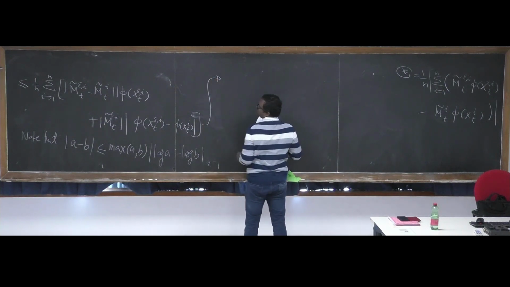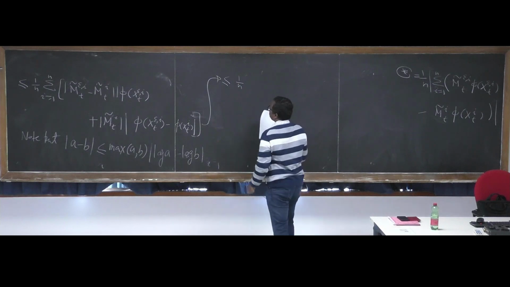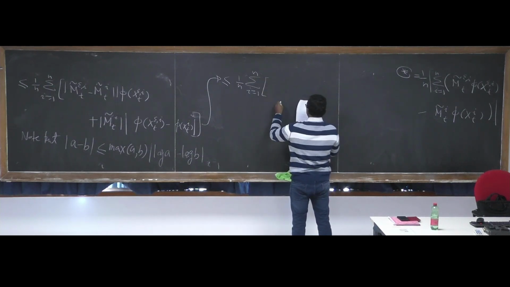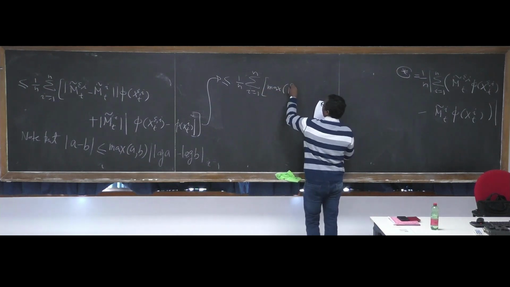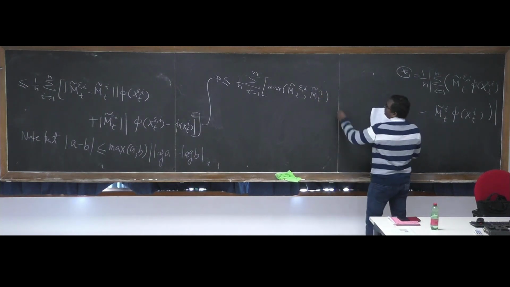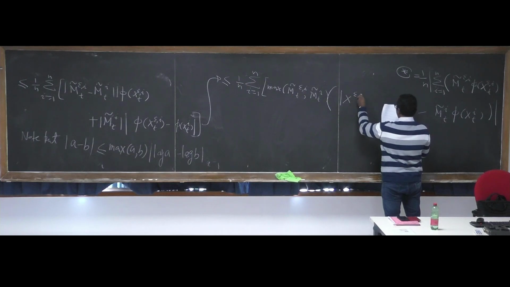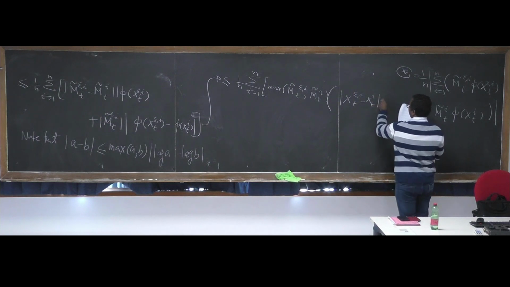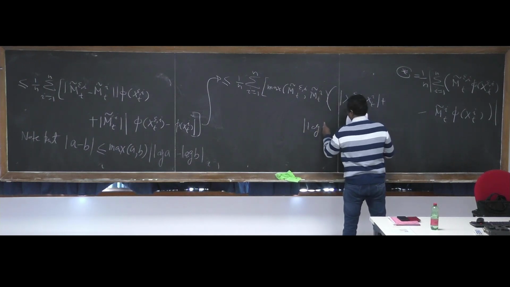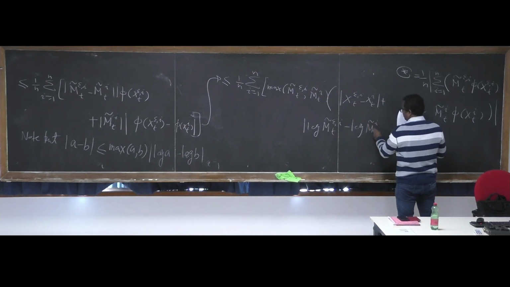So this is then bounded by 1 over n, i runs from 1 to n, the maximum of m tilde epsilon i t and m tilde i t, times, inside the bracket, we have x epsilon i t minus x i t plus, let me write over here, log m tilde epsilon i t minus log m tilde i t.